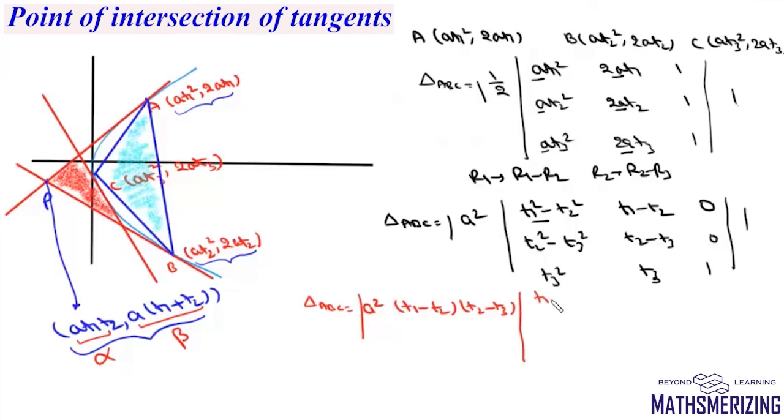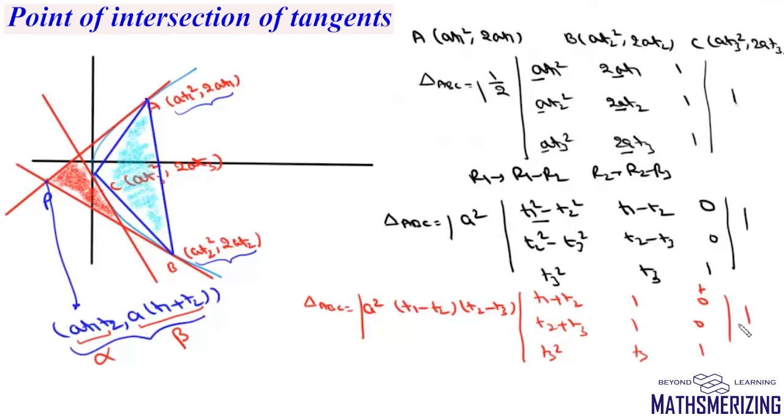And then we'll have T1 plus T2, 1, 0. T2 plus T3, 1, 0. T3 square, T3 and 1. Now we'll expand it about this third column. So we'll expand, then T2 will cancel, we'll get T1 minus T3.